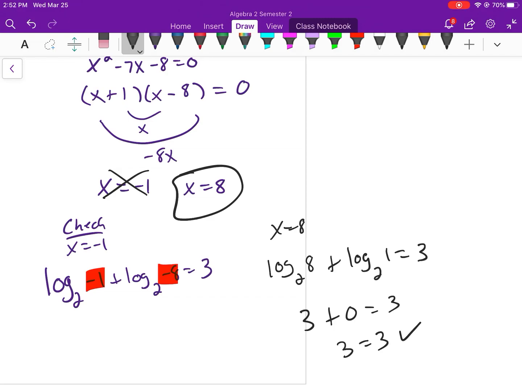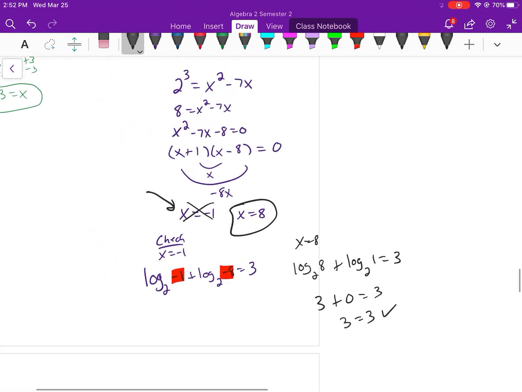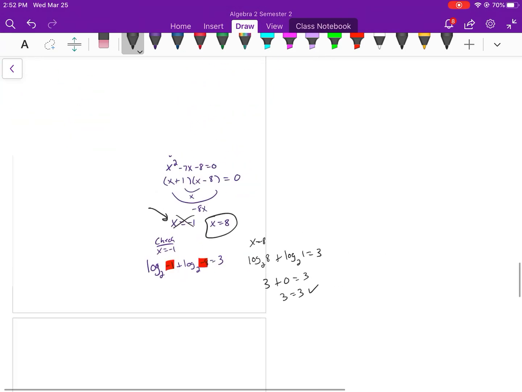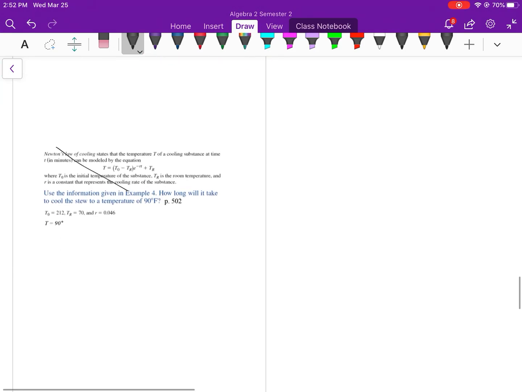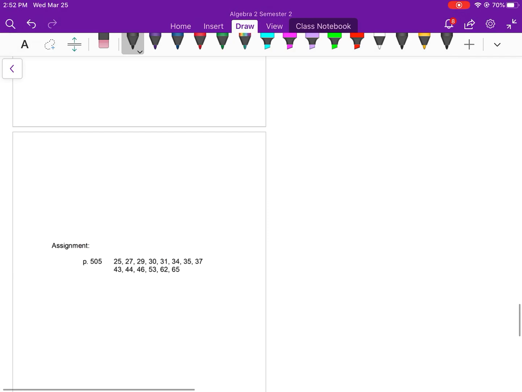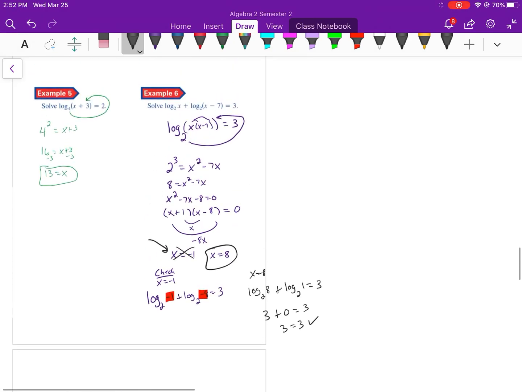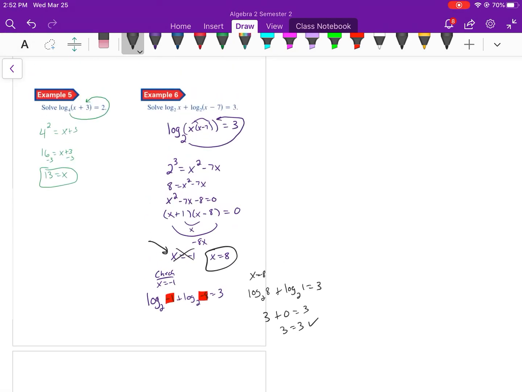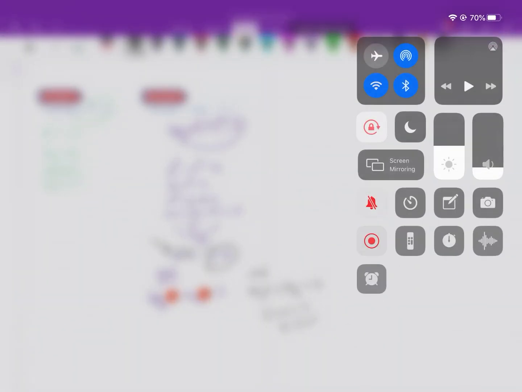So again, with exponential and logarithmic functions, you need to make sure to check your answers because we get these extraneous solutions like we did here with that x equals negative 1. So make sure you are doing that. And the big thing there is make sure that the argument is never negative. If it is, that's your extraneous solution. We're going to not worry about that problem. And that's it.